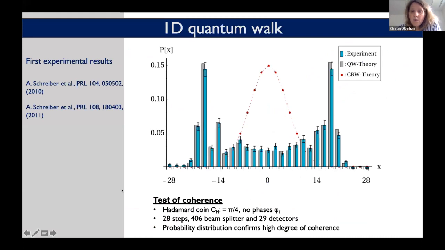This is one of our early results where you can see how efficient this thing is. This is really experimental results, peer in experiment compared. You see that nice ballistic spread of a quantum walk, and it corresponds to 28 steps, 406 beam splitters and 29 detectors. So you see that you can have an experimental system in the temporal domain, which you can control very nicely. It's resource efficient and has an ideal homogeneity, so you can really have nice dynamics to be programmed.